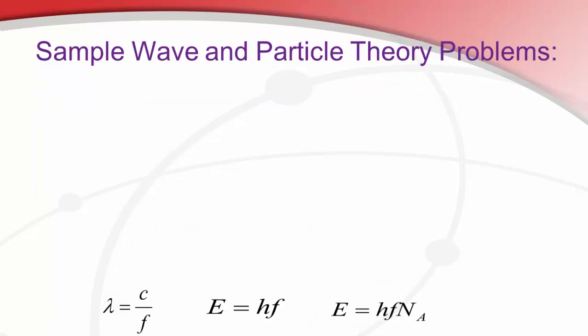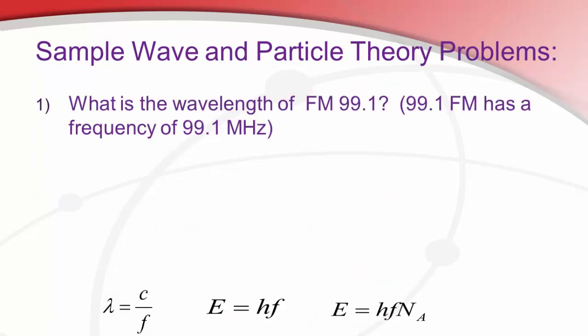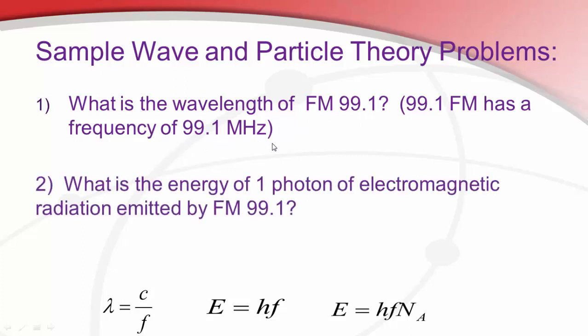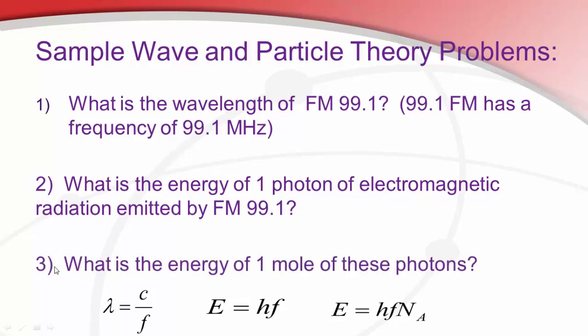So using these formulae, we can do questions like this. We can calculate the wavelength of FM 99.1, which has a frequency of 99.1 megahertz. We can calculate the energy of one photon that is emitted by their transmitter. We can also calculate the energy of one mole of photons that come from their transmitter. And all these things can be done using the simple equations down here.